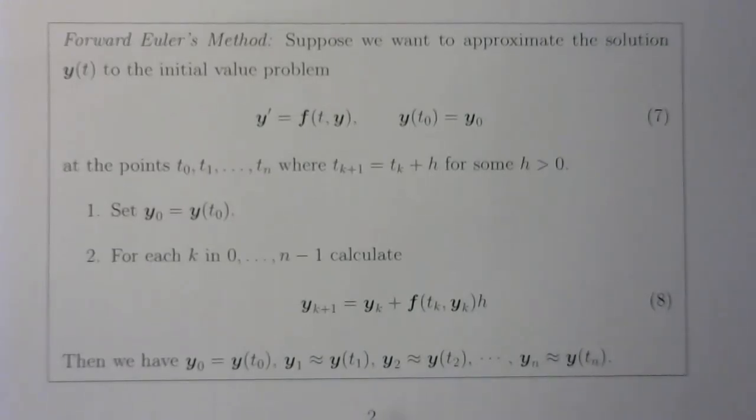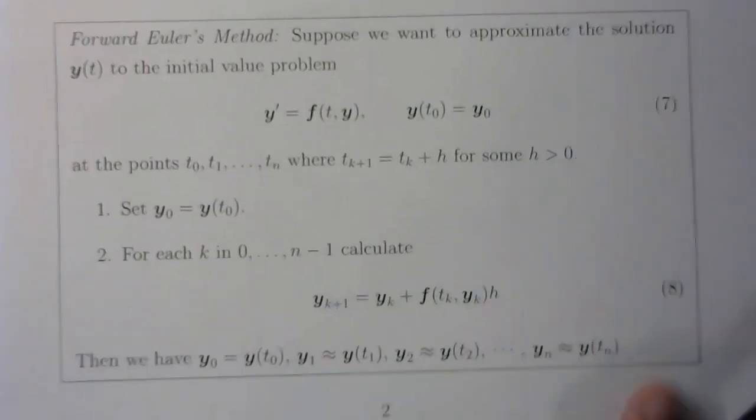And so with that, I have an exact value for y0 and approximate values for y1 all the way up until yn. Let's see how we can implement something like this for a problem that looks familiar from a couple lectures ago.